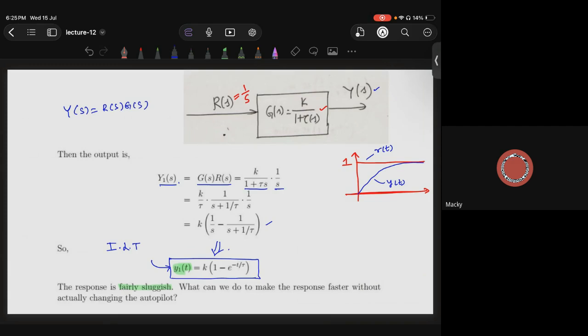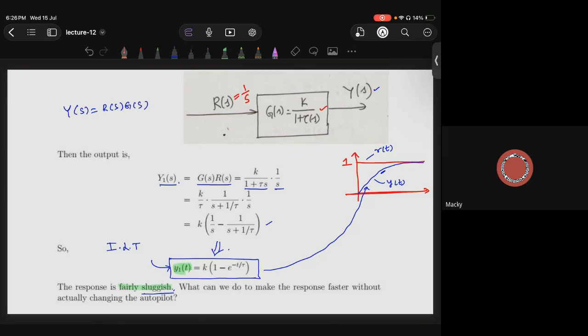It looks like exponential only, correct? It looks like this blue curve only. Okay, so the blue curve. Here what you can see is the system is slightly slower, slightly sluggish. The response is slightly slower, or you can say sluggish.